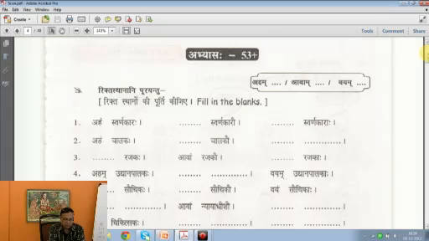So the second sentence, aham chalakaha, avam chalakau. Chalakaha, driver. I am a driver. We both are drivers. Vayam chalakaha, we are drivers. Third sentence. Aham rajakaha. Avam rajakau. Vayam rajakaha. I am a washerman. We both are washermen. We are washermen.